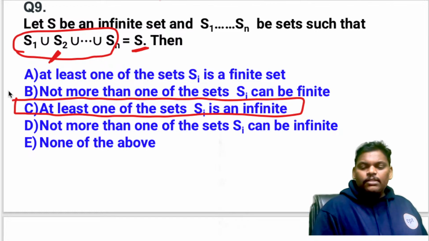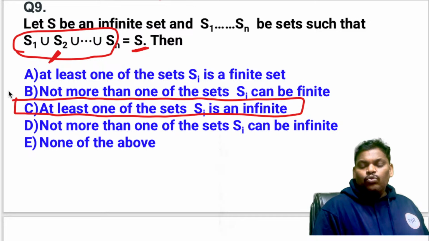Fine. At least one infinite is required. The union of a few sets is overall infinite. That means at least one infinite set is required. At least one of the sets Si is finite? Maybe, maybe not. No guarantee.